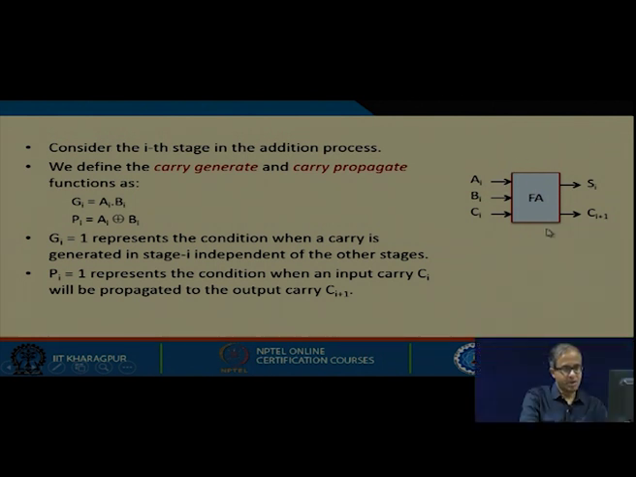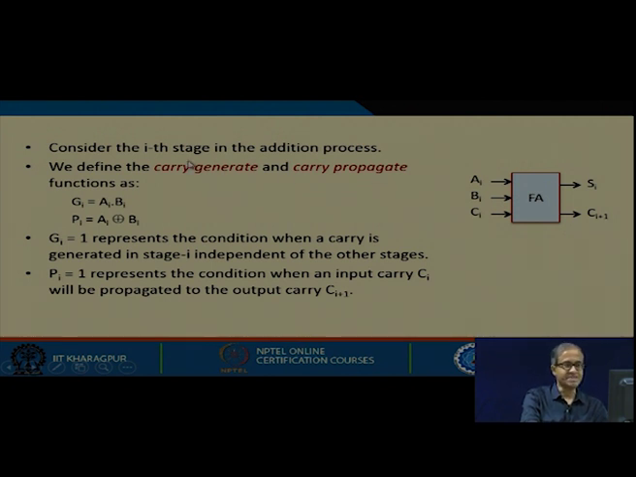We look at a full adder in terms of how it works. Let us consider the full adder in the ith stage of a ripple carry adder, where the inputs are ai, bi, ci, and the outputs are si and ci plus 1. Now, we define two different kinds of events. One we call the carry generate event, the other we call the carry propagate event.